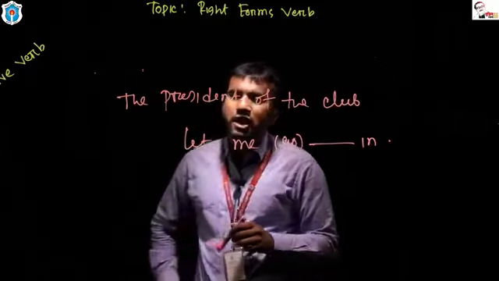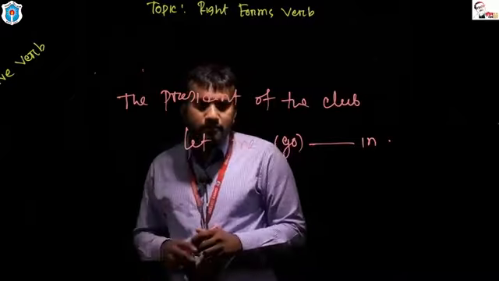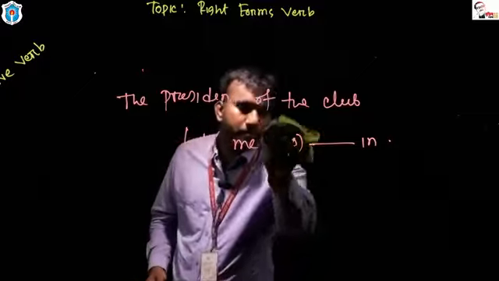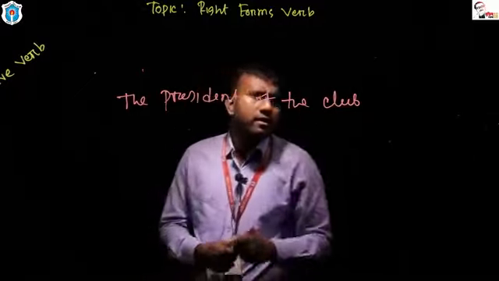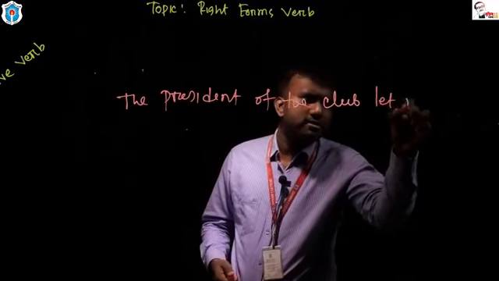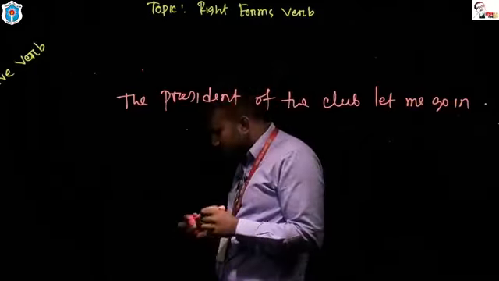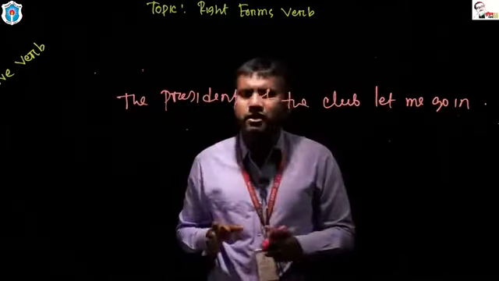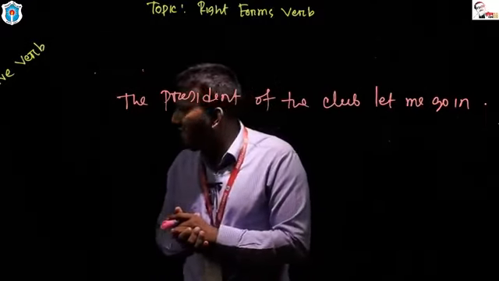So if you get a causative let, you have to use the base form after the person or thing. The answer is: the president of the club let me go in. This is a correct sentence. Look at this sentence: the president of the class let me go in. This is perfectly an active voice.